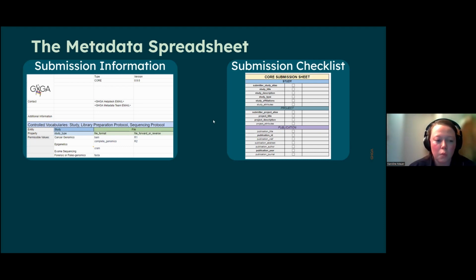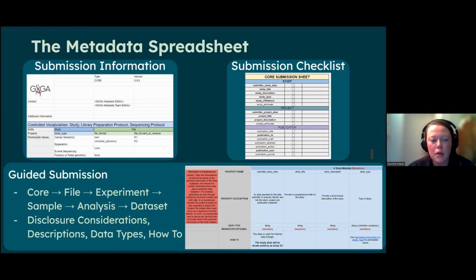And lastly, we have a guided submission, which means that we arrange the single sheets in a bottom-up approach. So first, we capture the basic information about the study, then we register the files, tie them to an experiment, then the samples are registered, then if an analysis was performed, the analysis is registered, and then in the end, everything is tied to a data set. The link between dataset and study then happens internally.